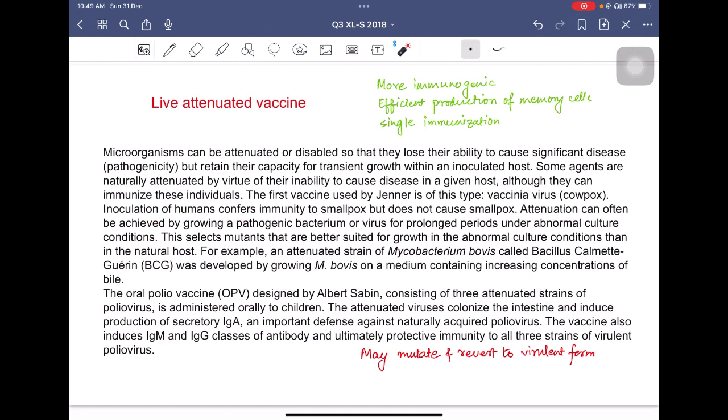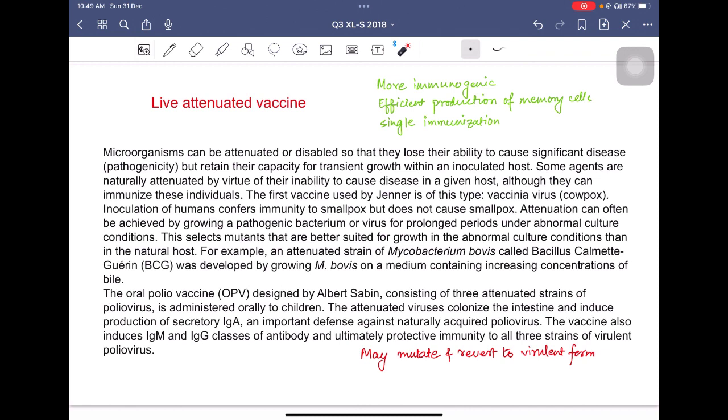However, if we inoculate the humans with this vaccinia virus, then the humans produce this immune response so that humans can be protected from the pox, right?